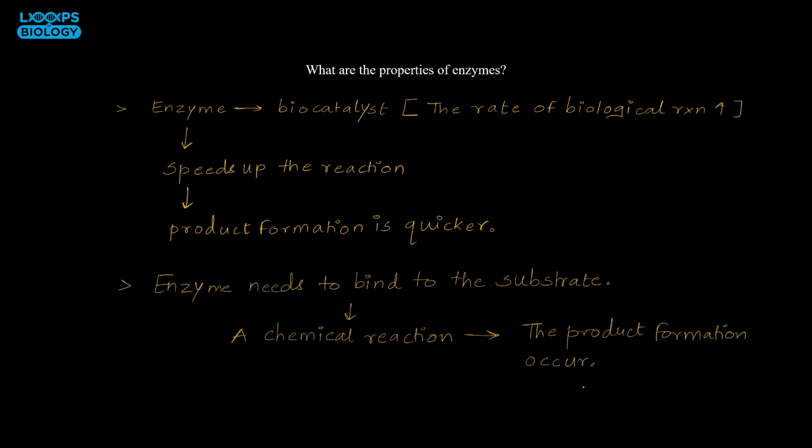But does the enzyme get involved and consumed during the reaction? The answer is no. Whenever the reaction is finished, the enzyme is isolated back into the system. So no enzyme is consumed during the chemical process. Got it? So there is no enzyme consumed during a chemical process. These are some basic properties of enzyme.